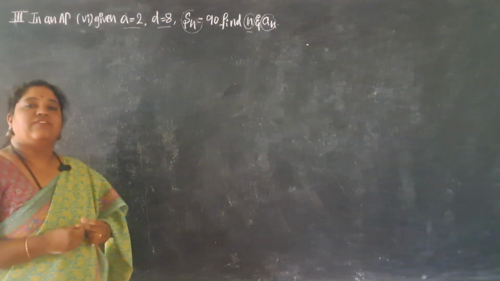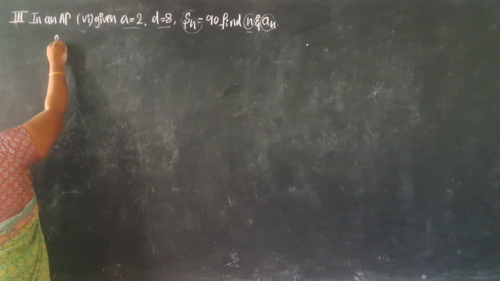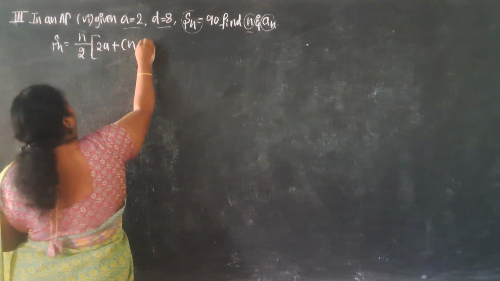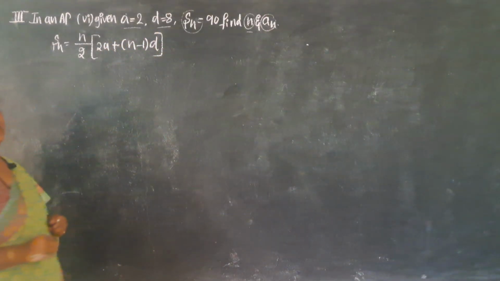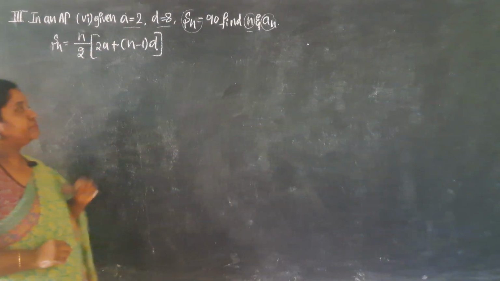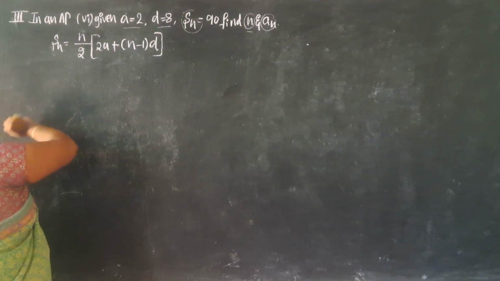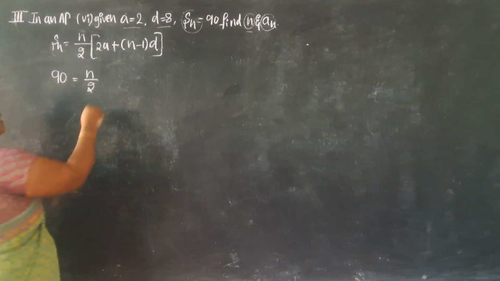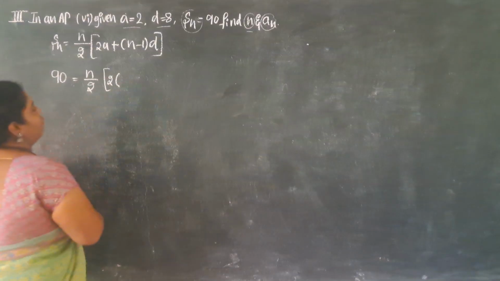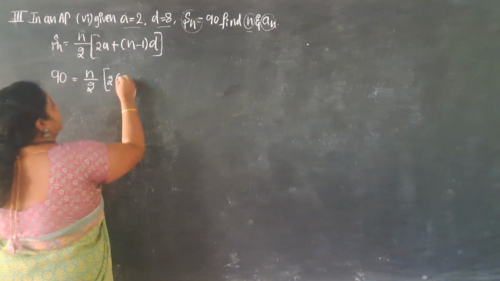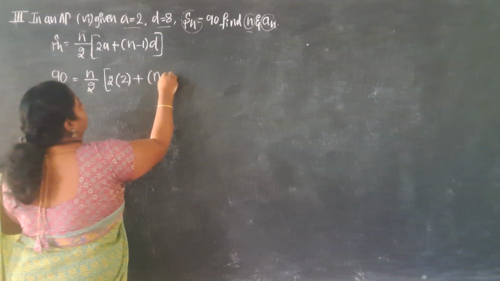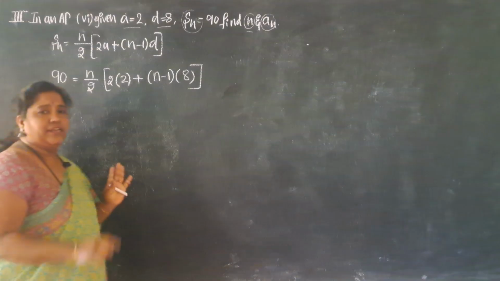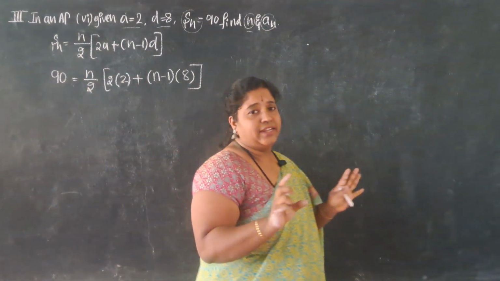So what is there in the first formula, dear? The first formula says that Sn = n/2 [2a + (n - 1)d]. This is the formula I should carry out to calculate the n value. Now, Sn is already provided. What is the Sn value? 90. n I should calculate, dears. Into the bracket, 2 into the a value. Quickly tell me, what is the a value? a is nothing but 2, plus (n - 1) into the d value, which is 8. I have just substituted the given information in the formula. That's it. I have not done anything over here.